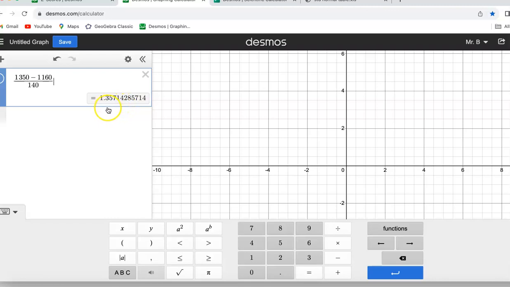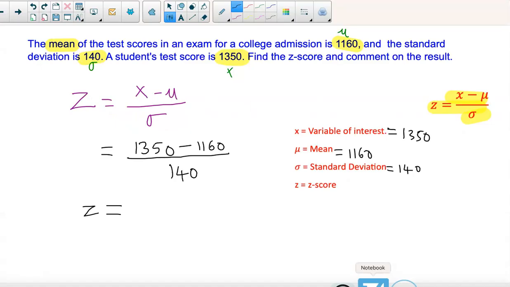If you are looking at a z-chart, just rounding it to 2 decimals is okay. So in this case, I'll just take 1.357. So my z is 1.357. That is the z-score with reference to this x value of 1350. So what is this telling me? You have to comment on the result, right?